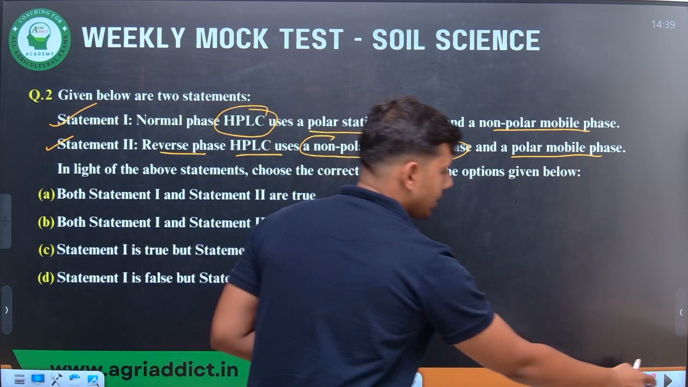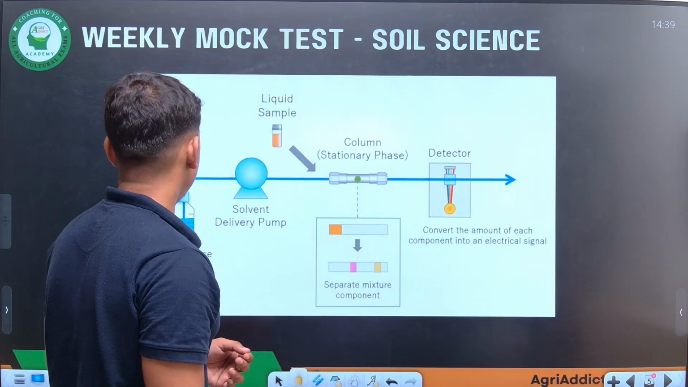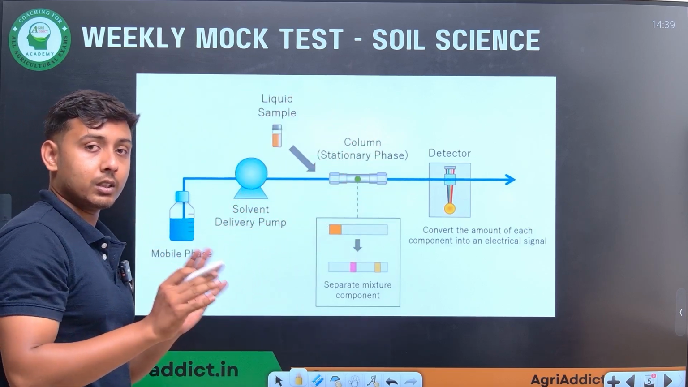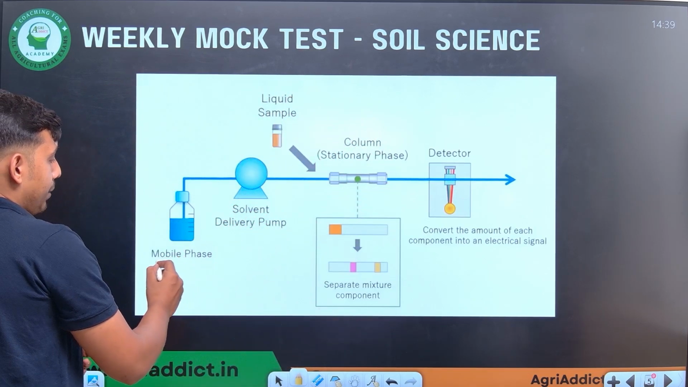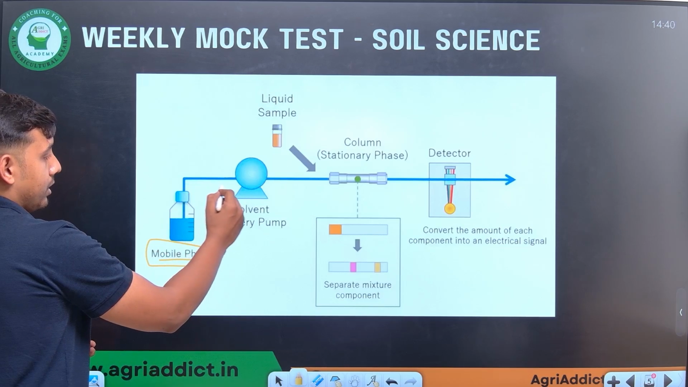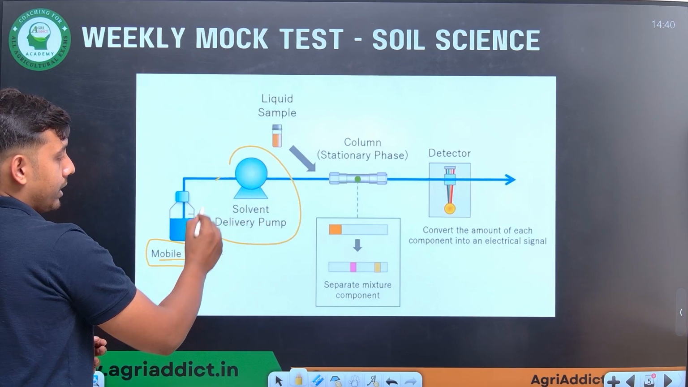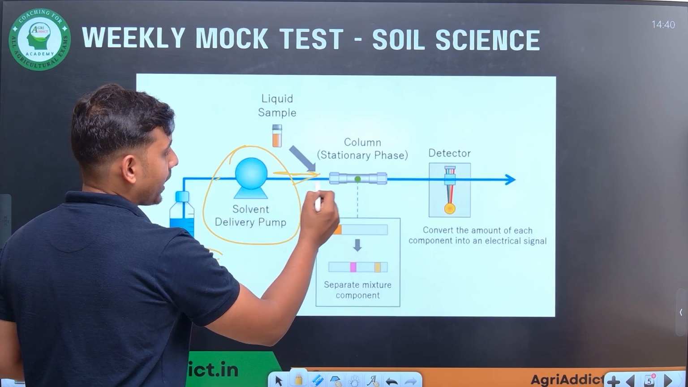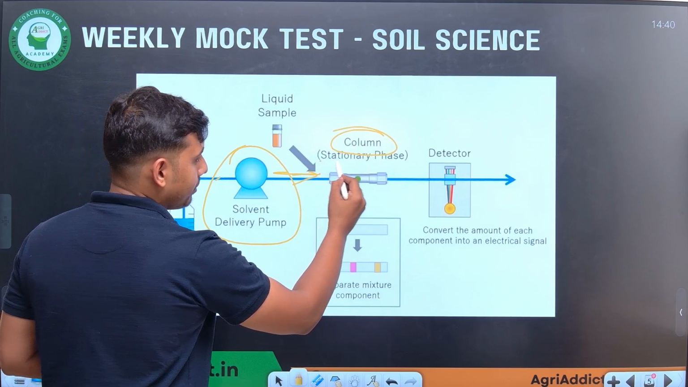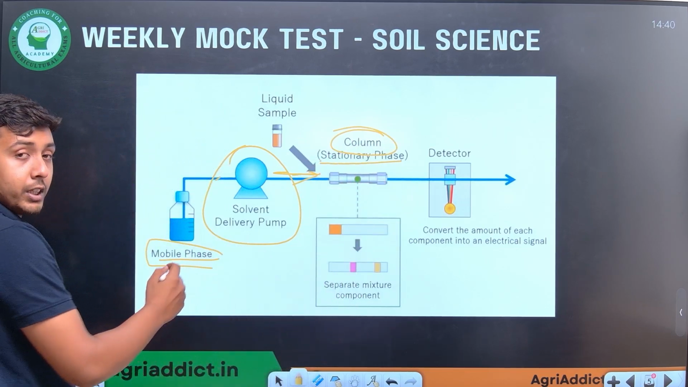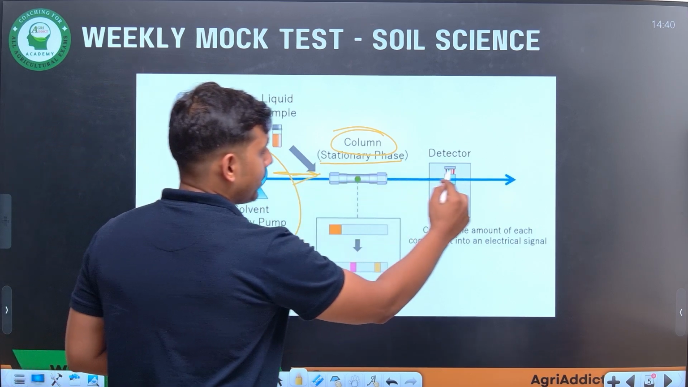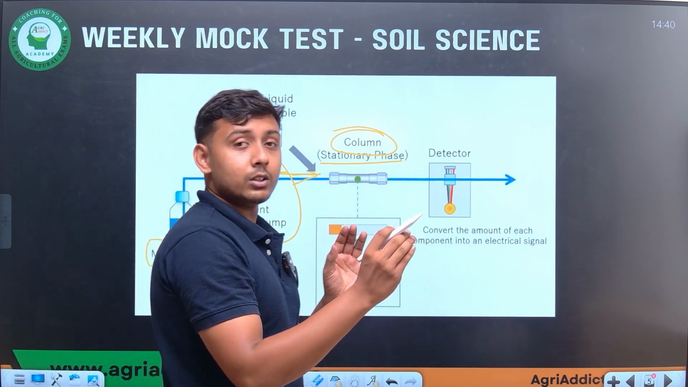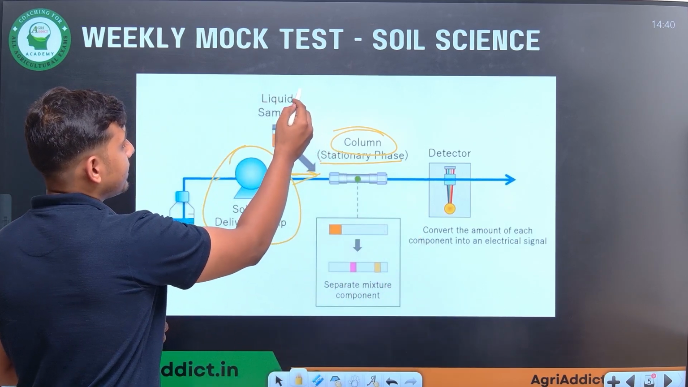First, let's understand what actually high pressure liquid chromatography is. This is a high pressure liquid chromatography machine. Here a mobile phase is run through it by the solvent delivery pump. After that it is pressed to the column. In the column there is a stationary phase. The mobile phase will flow through this machine, and the stationary phase will help in separating the chemicals in the liquid sample.